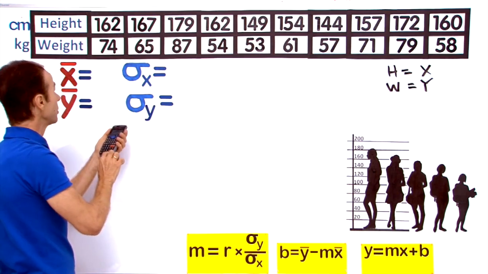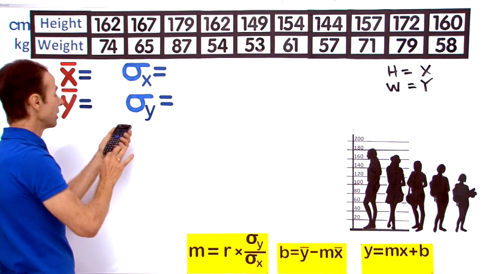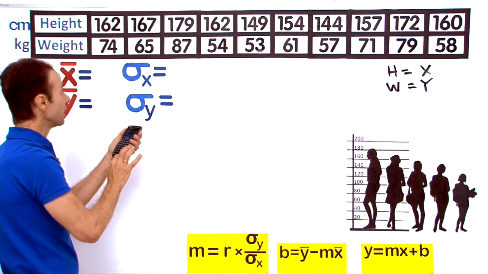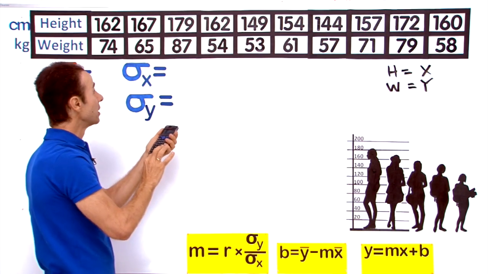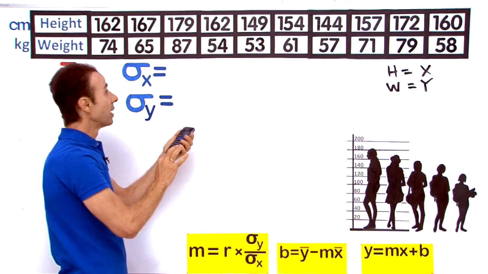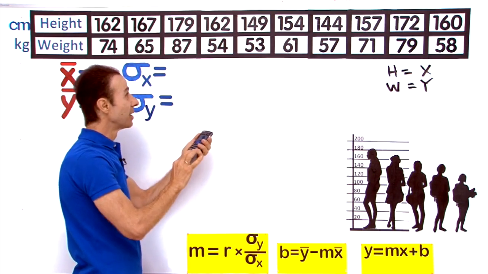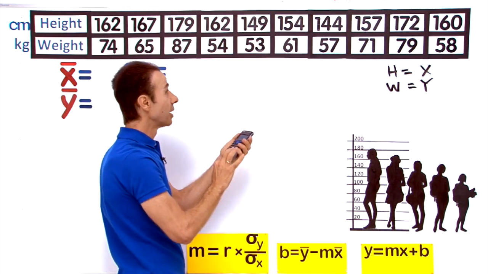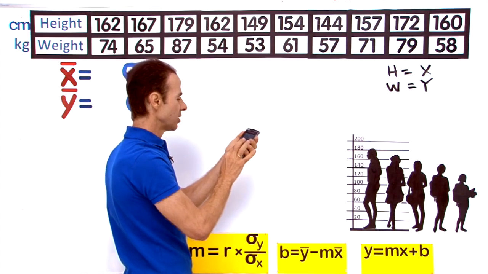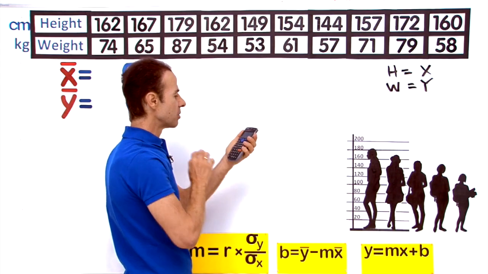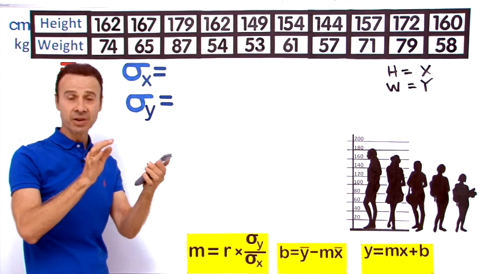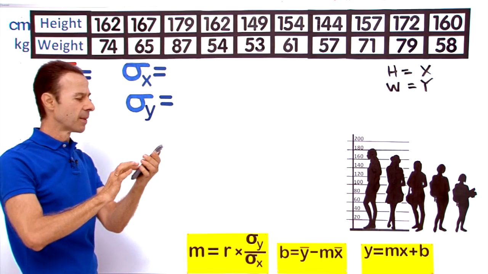74 equals 65 equals 87 equals 54 equals 53 equals 61 equals 57 equals 71 equals 79 equals, and finally 58 equals. Now the next thing you do is you press AC, the orange button, AC, clear it.